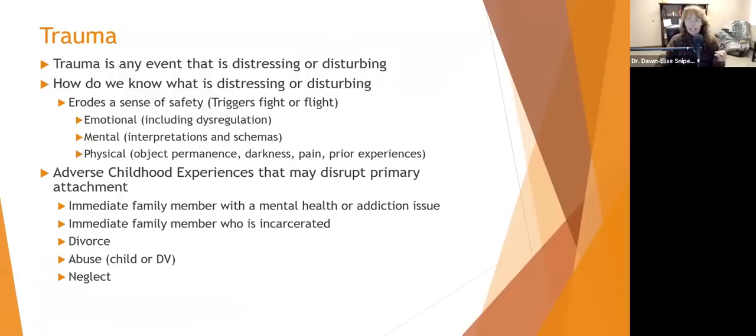Adverse childhood experiences that may disrupt primary attachment. We've talked about these. I'm going to highlight them again. An immediate family member, somebody living in the household with a mental health or addiction issue. Somebody in the household who is taken out and incarcerated. Divorce, abuse, either child abuse, physical, sexual, emotional, or domestic violence. The child does not have to be the one directly being abused. It can be observing domestic violence. And neglect, all of that stuff in there. Those are some of the more prominent adverse childhood experiences.